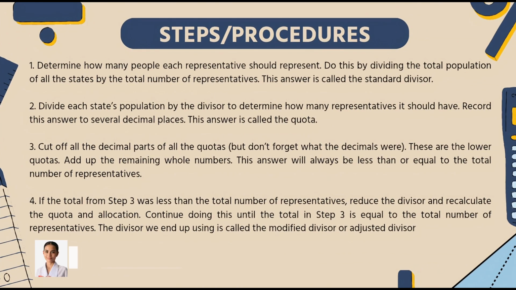So let's proceed to the steps and procedures. Jefferson's method is used to fairly distribute representatives among states based on their population. First, we find the standard divisor. This is done by dividing the total population of all the states by the total number of representatives. The result tells us the average number of people that one representative should represent.